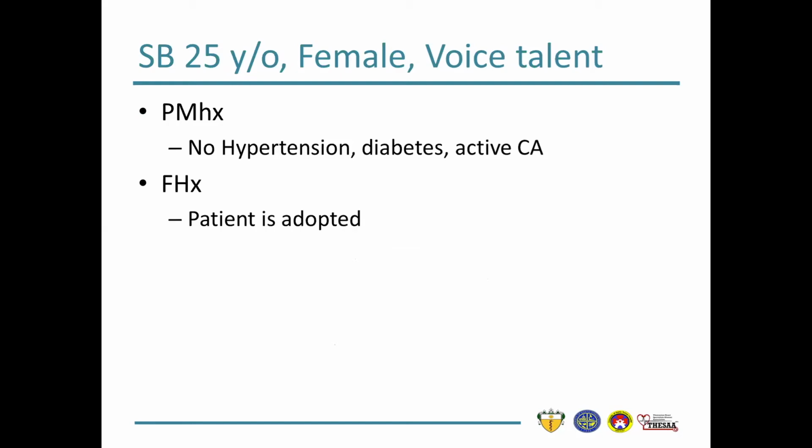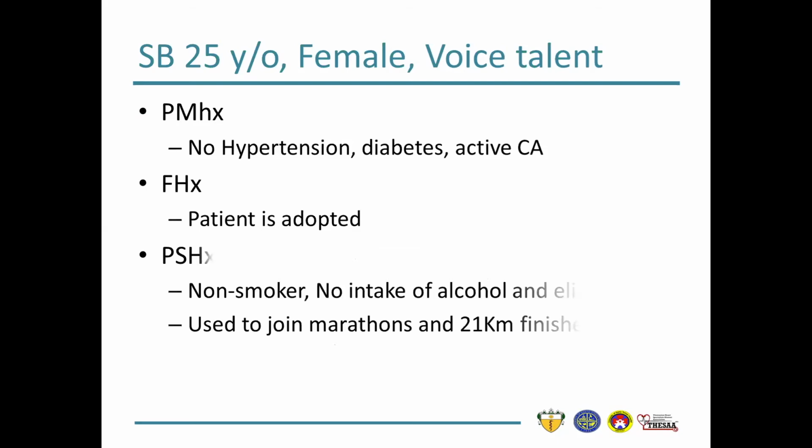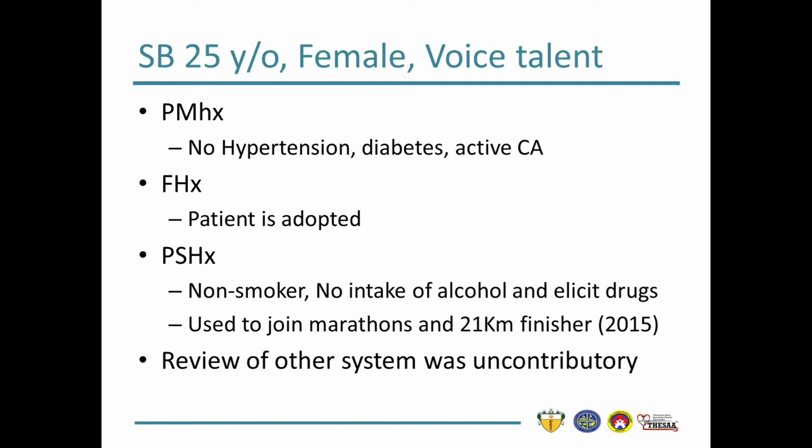Family history was uncontributory because the patient was adopted. Personal social history: she was a non-smoker, with no intake of alcohol and illicit drugs, and used to join marathons and was a 21-kilometer finisher in 2015. Review of other systems was uncontributory.